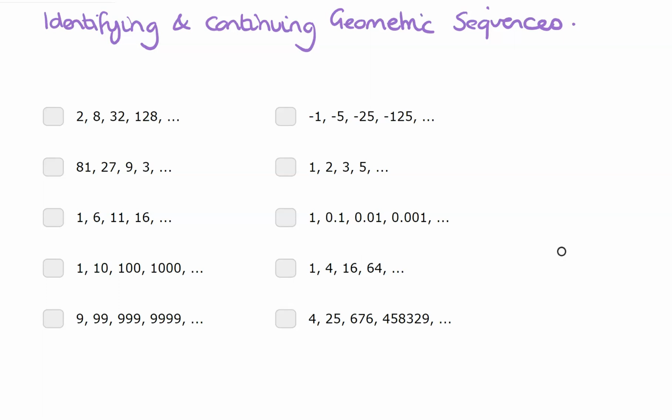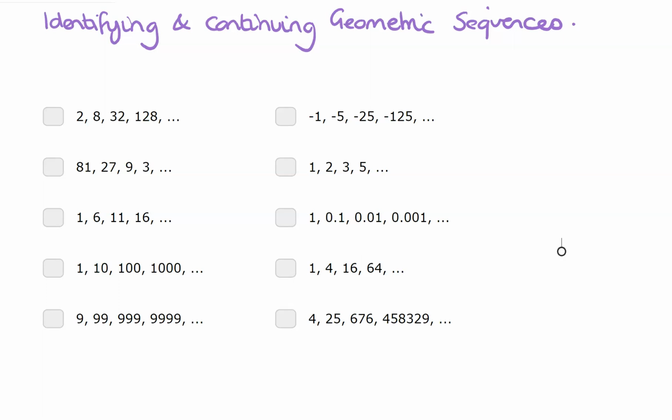So, geometric sequences are ones where you don't add or subtract to get from term to term, but you multiply or divide. So, things doubling every time or halving every time, multiplying by 10, that kind of thing. They are geometric sequences.